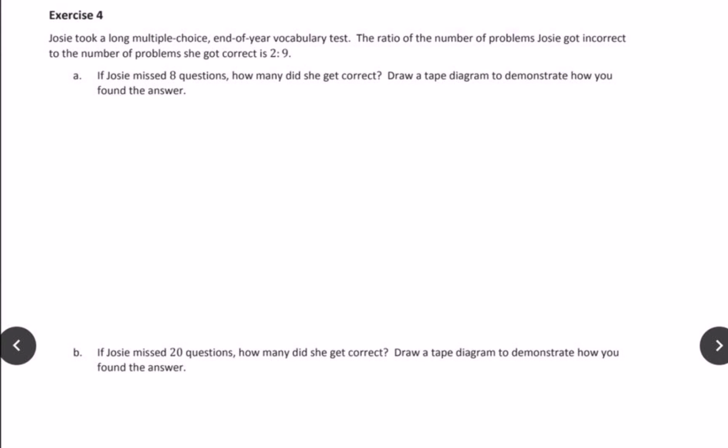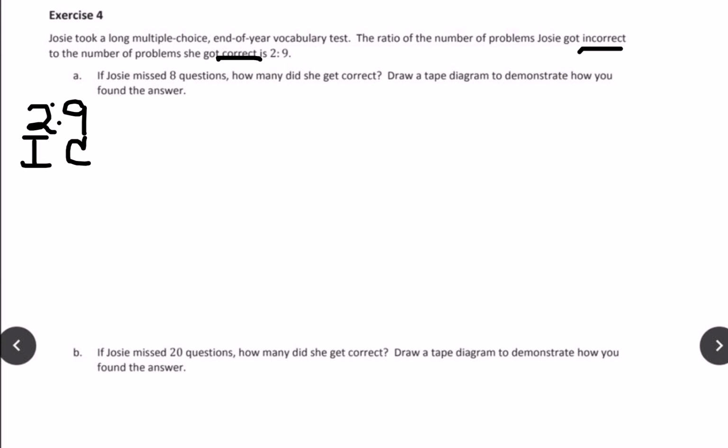information. So the ratio starts by telling me it's going to be a ratio. The next thing I need to ask myself are what two things are being compared in this ratio. And the two things that are being compared are the incorrect that Josie got and the number correct she got. And the ratio of that is 2 to 9. So if I did 2 to 9, it would be incorrect to correct. That's the first piece of information we need to know.